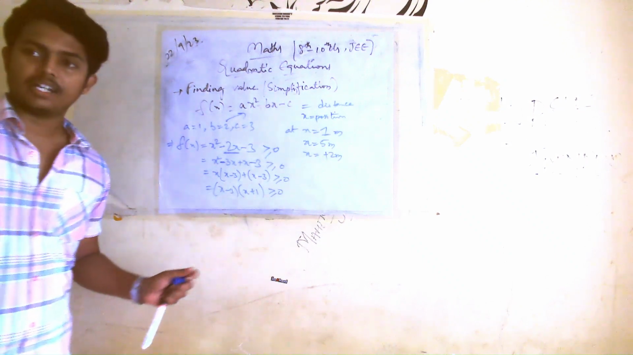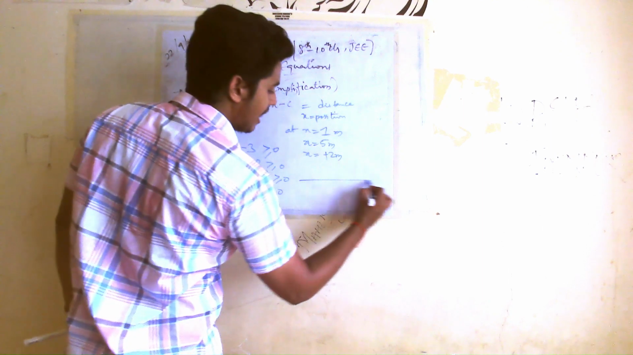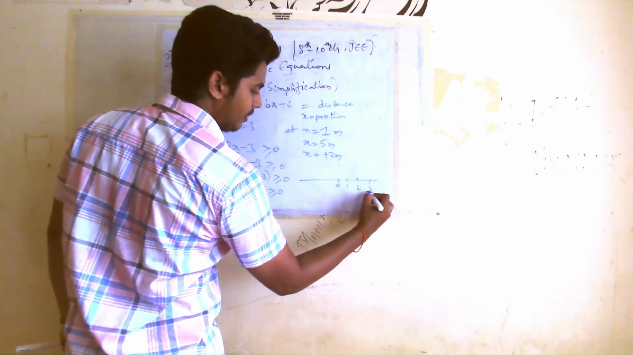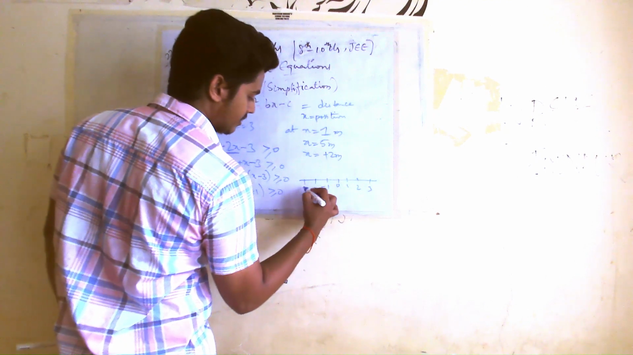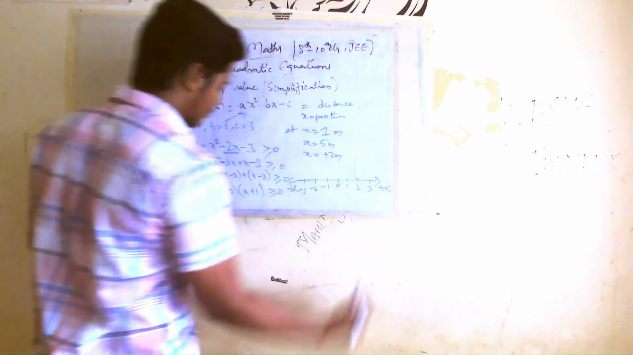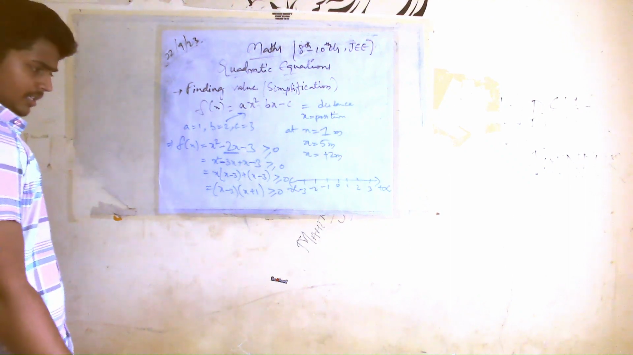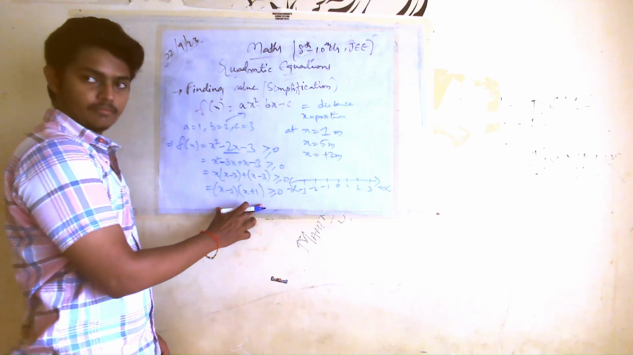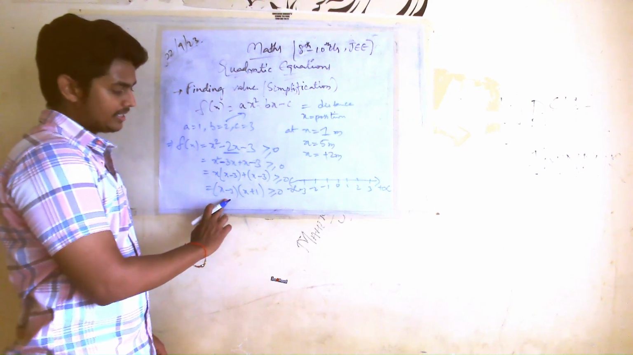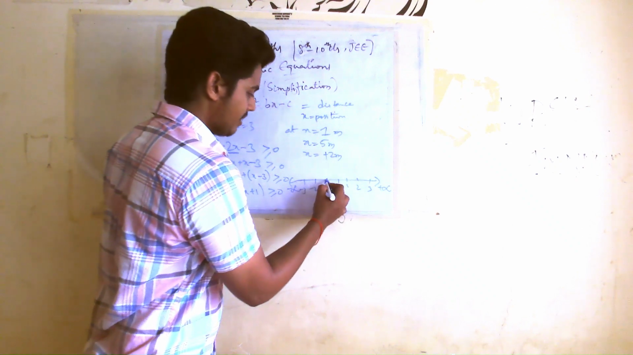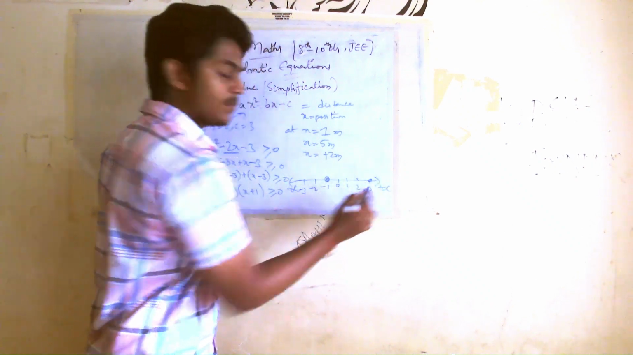When can you say that this is greater than or equal to 0? We'll go with the graph. This is my x axis: 0, 1, 2, 3, minus 1, minus 2, minus 3, and so on, from minus infinity to plus infinity. Now let's see. It should be greater than or equal to 0, so here x equals 3 and here x equals minus 1. Minus 1 and 3, I'm just plotting it.